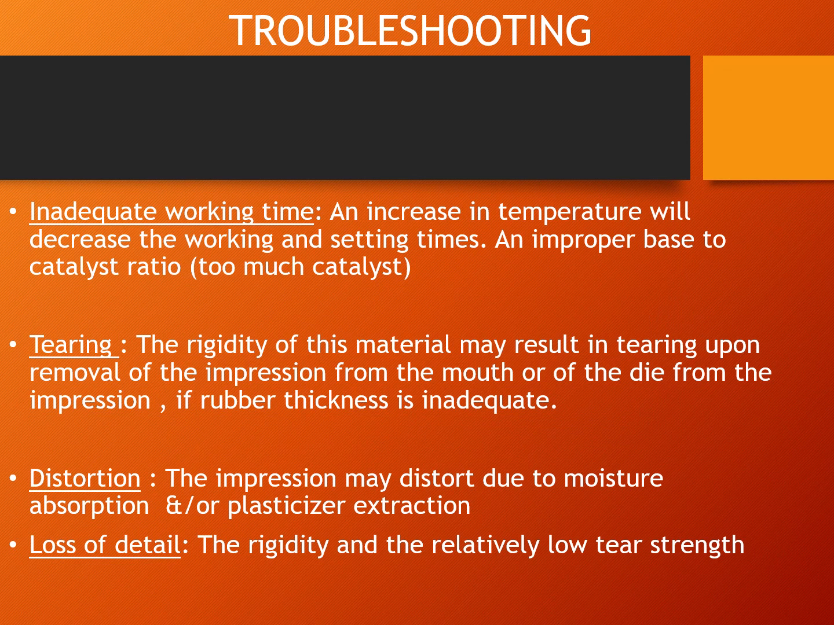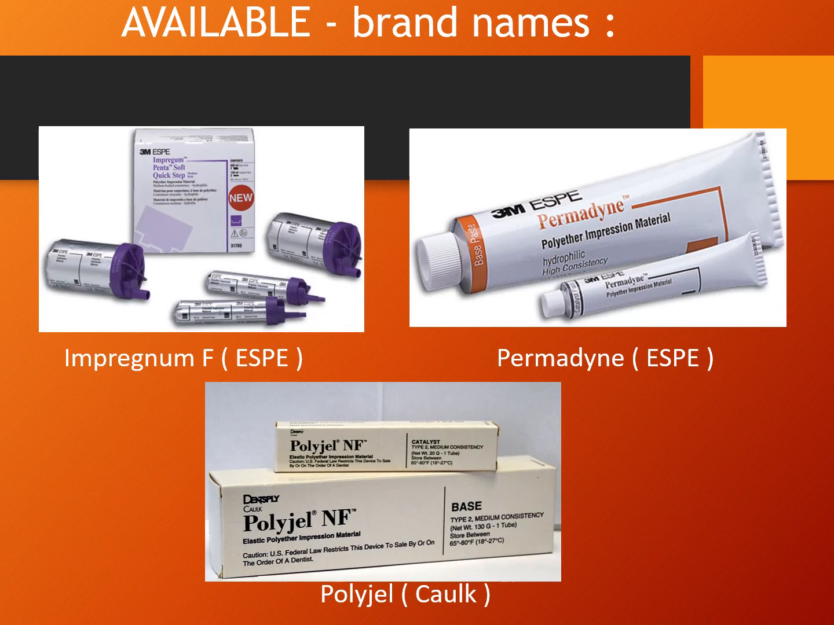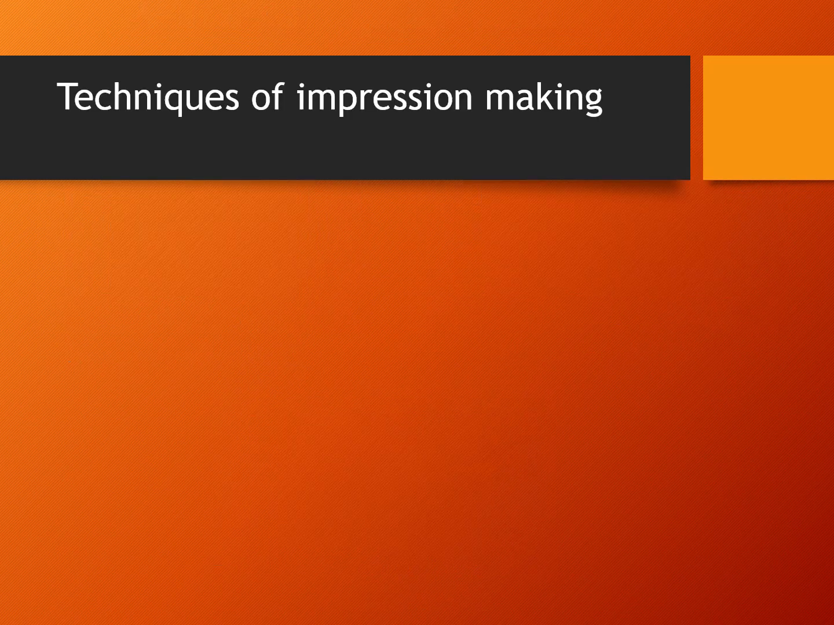Distortion, due to the moisture absorption or plasticizer extraction, dimensional change happens when the impressions are stored in high humid environments or exposed to water. Then finally, loss of detailing. The rigidity as well as relatively low tear strength of polyether result in progressive deterioration, especially at the gingival margin of the impression. So the impression may absorb enough moisture from gypsum, and multiple pores can result in swelling. Now these are some of the commercially available polyether brands in the market.